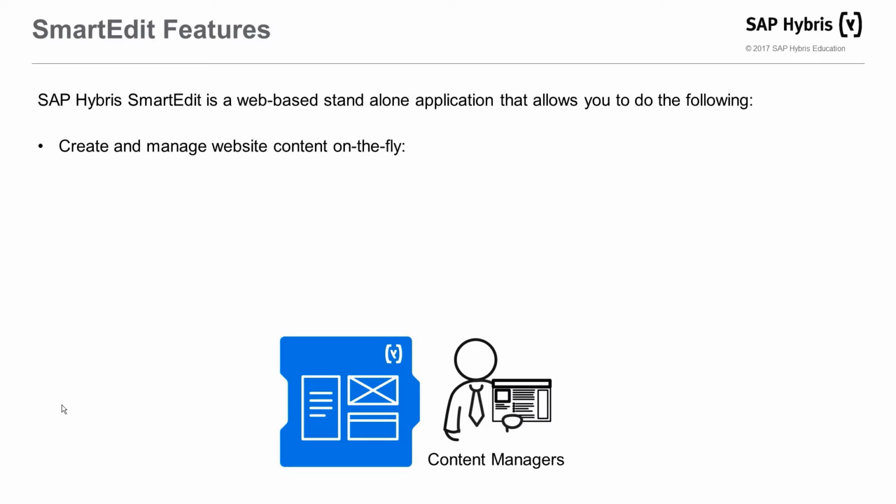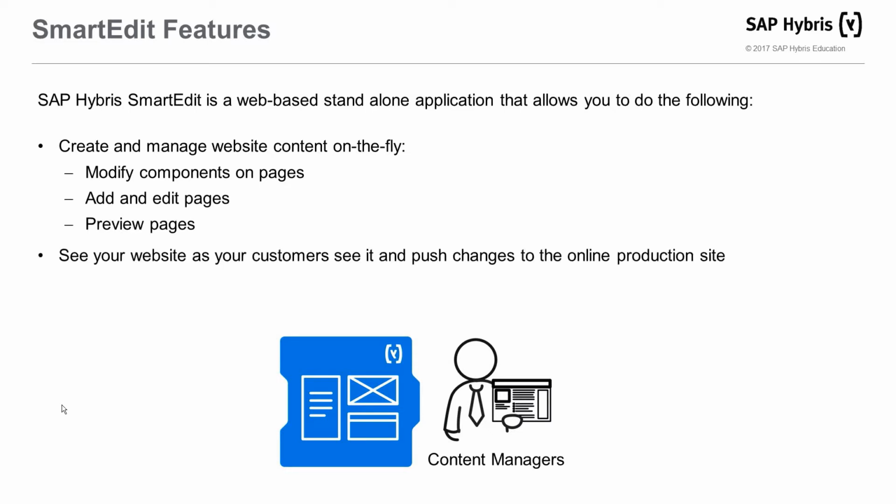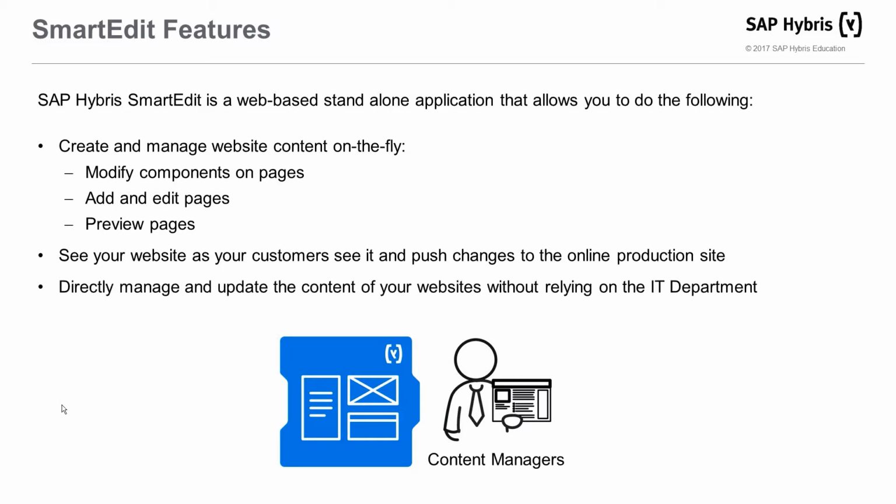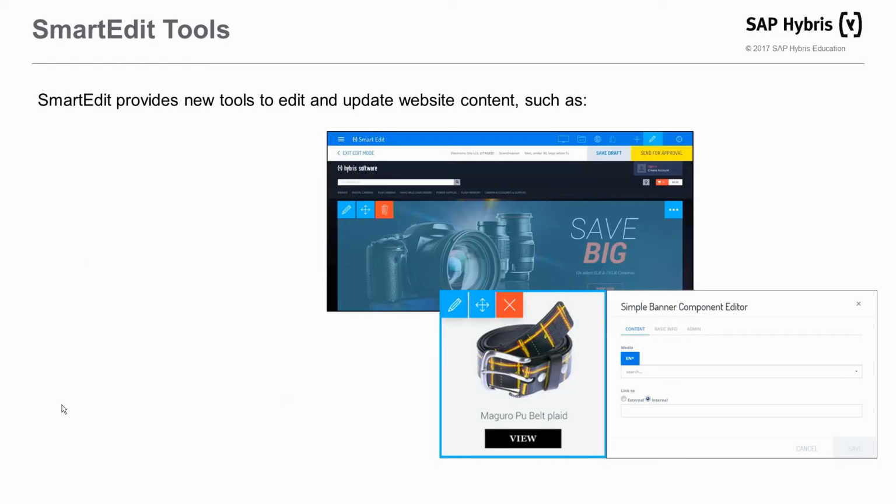You can create and manage website content on the fly, meaning you can modify components on pages, add, edit, and preview pages. What's more, you can see your website as your customers see it and push changes to the online production site. SmartEdit allows business users to directly manage and update the content of your websites without relying on the IT department. SmartEdit provides various tools to edit and update website content, such as component management: add, edit, and remove components from a page.